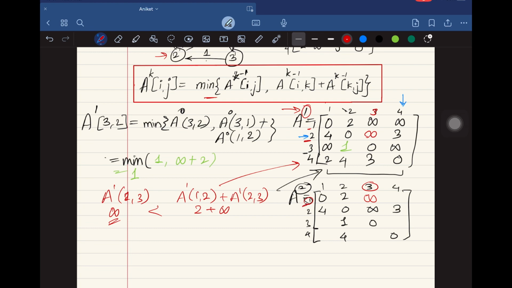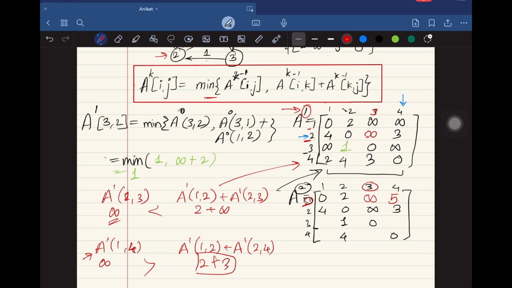So from node 1 to node 4, let's write that down. From node 1 to node 4 directly, and then again from node 1 to node 2 plus the distance, checking the previous matrix, from node 2 to node 4. Let's do this one first. 1 to 4 is infinity again. From 1 to 2 it's going to be 2, plus 2 to 4. 2 to 4 is 3. So if you see, now we get a different answer, 5. So it's going to be 5.